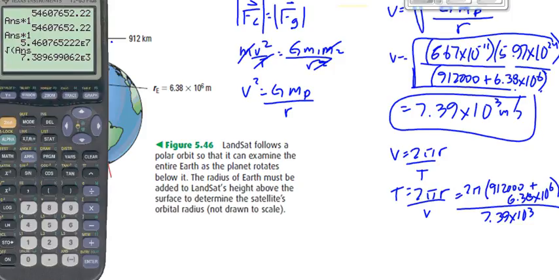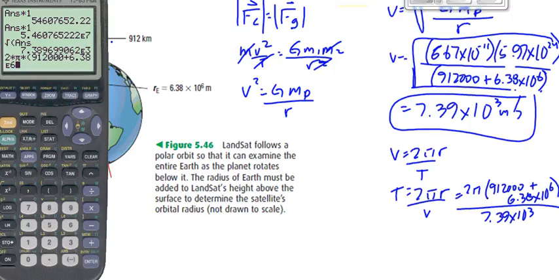Let's say 2 times pi times some brackets, 912,000 plus 6.38 times 10 to the 6, and the bracket, and let's divide it by the speed. I've got written down there 7.39 times 10 to the 3, but I've still got my unrounded number in my calculator, so that's the number I'm going to use. I'm going to divide by that unrounded number, and I end up getting a period here of 6.20 times 10 to the 3.